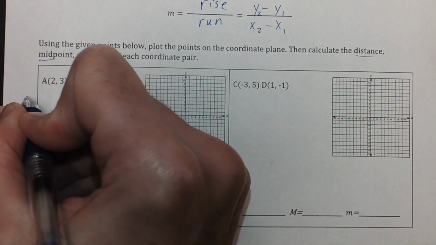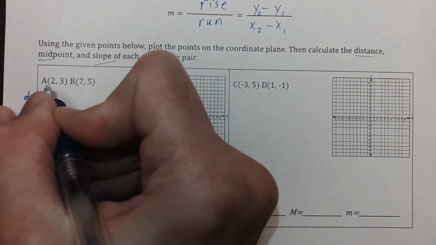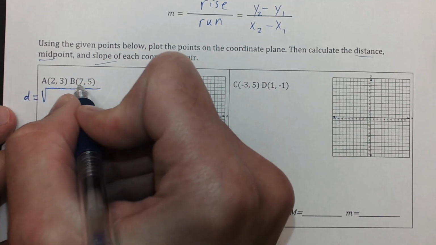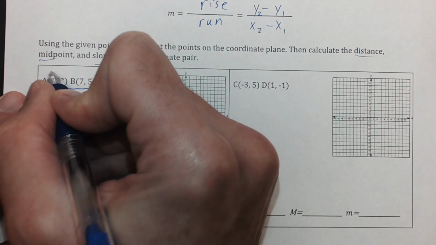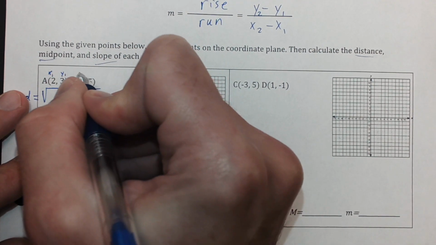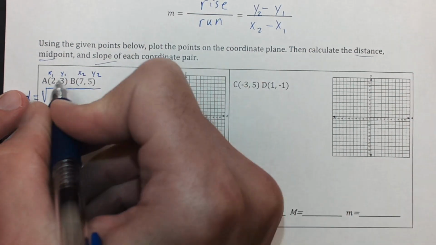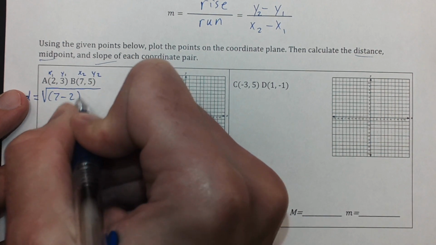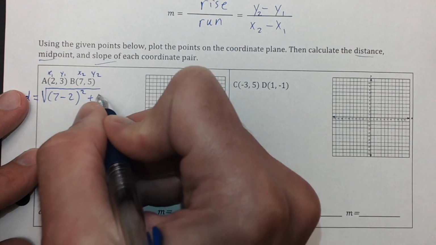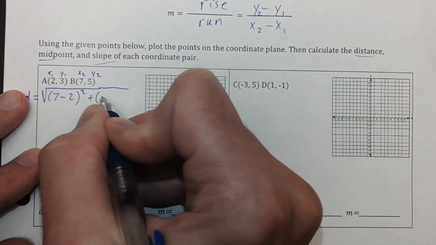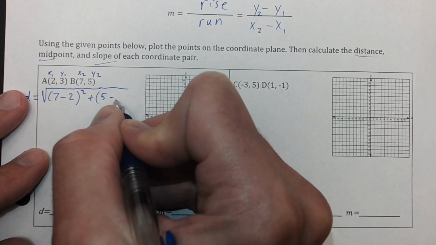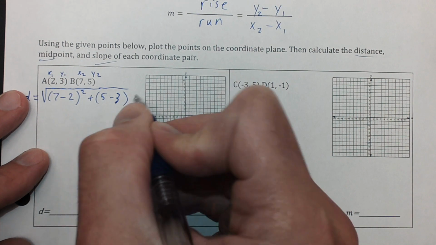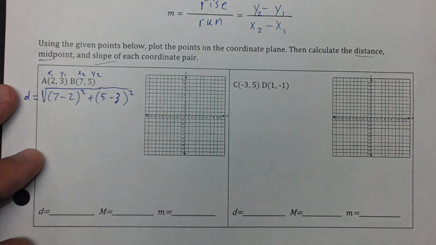I'll just go in that order. I'm going to go into the margin a little. Distance is equal to the square root of x2. It might help if you go ahead and label this: x1, y1, x2, y2. I'm going to say x2 minus x1, so that's 7 minus 2. I need to put that in parentheses and square it. Add to that the difference of y's, which is y2 minus y1. y2 is a 5, and y1 was a 3. I need to take that difference and again square it.